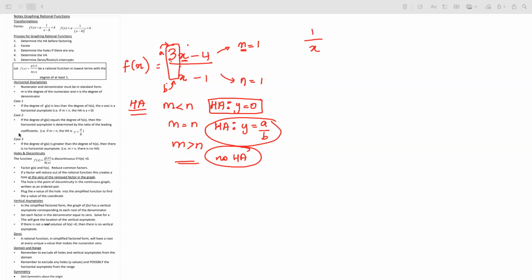In our case now, do you see which one works? The horizontal asymptote. Here, the degree of the numerator is the same as the degree of the denominator. So, our horizontal asymptote is y equal to 3 by 1 or y equal to 3. Any questions?